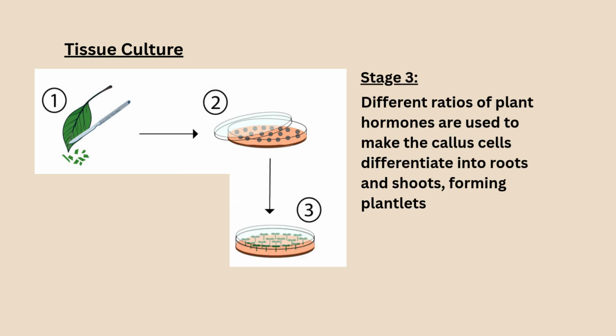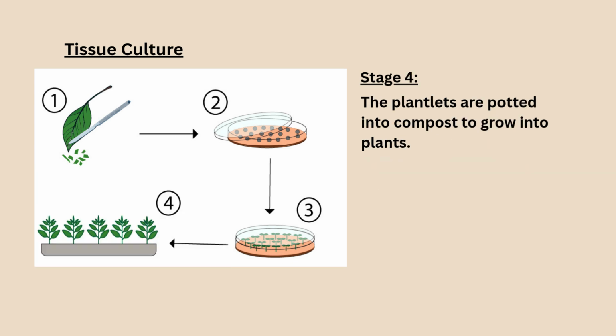Different ratios of plant hormones are used to make the callus cells differentiate into roots and shoots, forming plantlets. In the final stage, the plantlets are potted into compost to grow into plants, and each of these plants will be genetically identical, so they will be clones.